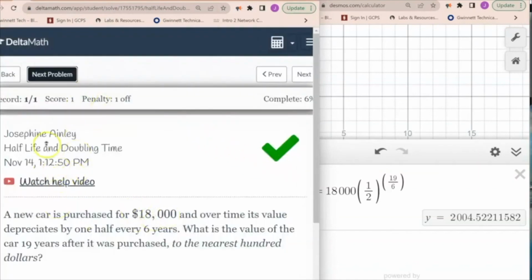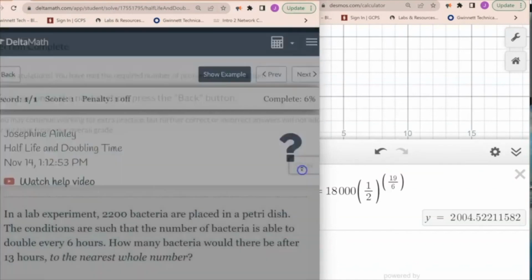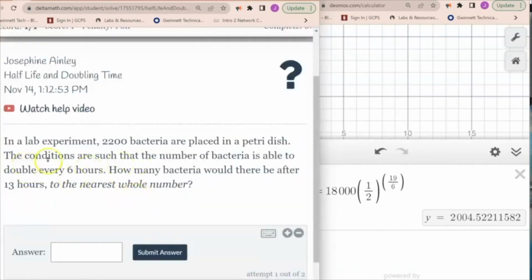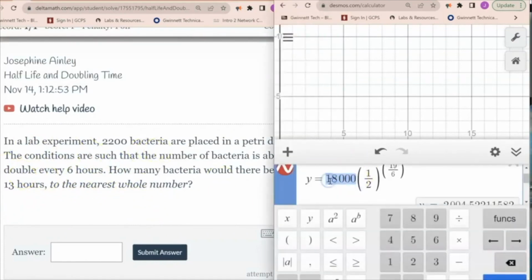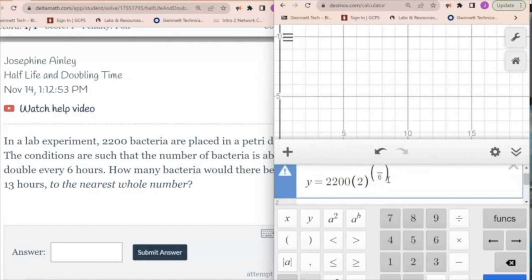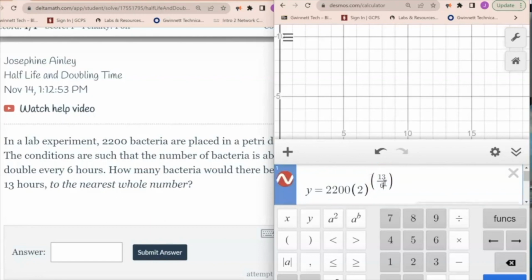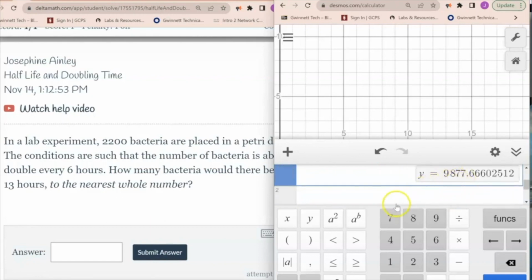All right, in fact, I'll do this question as well, because this one is a double. It's the exact same thing. Your starting point is your a, so 2,200. Instead of halving it, now I'm doubling it, so the number is 2. The total amount of time, which is 13 hours, over the amount of time it takes to double or halve, which is 6. And so that answer is 9877, and so on, to the nearest whole number, which means what?